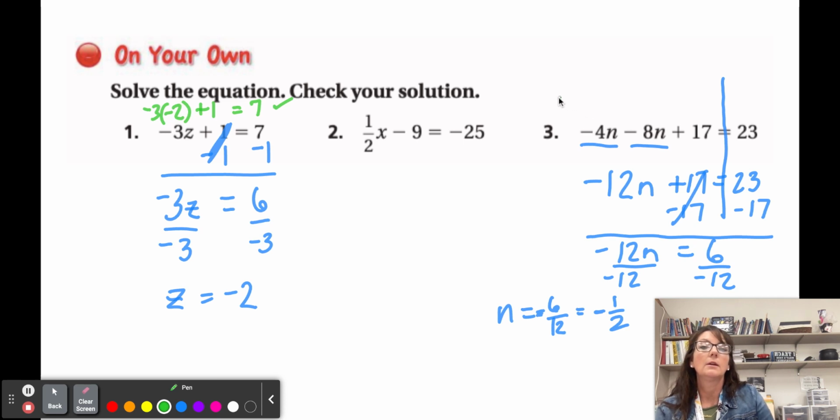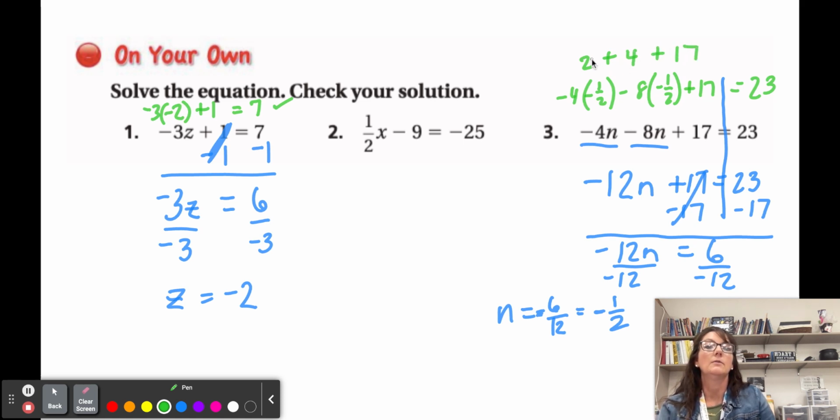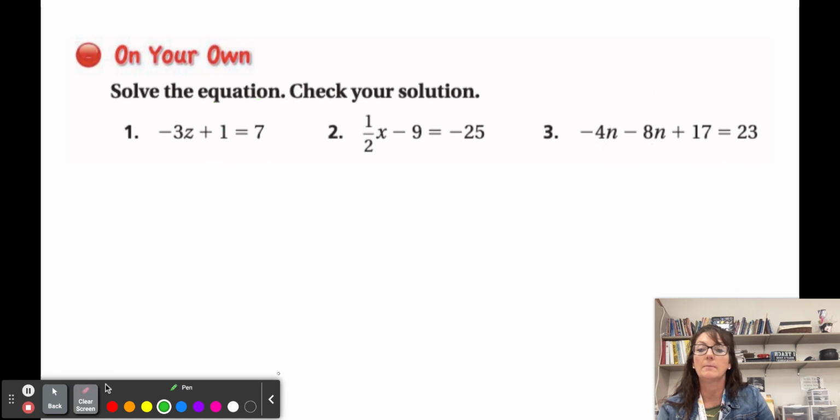Again, real quick, negative 4 times a negative 1/2 minus 8 times a negative 1/2 plus 17 has to equal 23. So when you multiply these two together, you're going to get 2. When you multiply these two together, you're going to get 4. So basically you have 2 plus 4 plus 17 equals 23, and that is true. So you know that that's true. Okay.